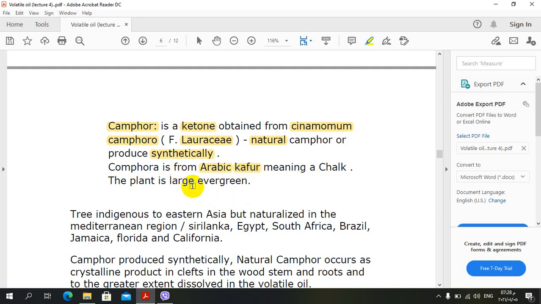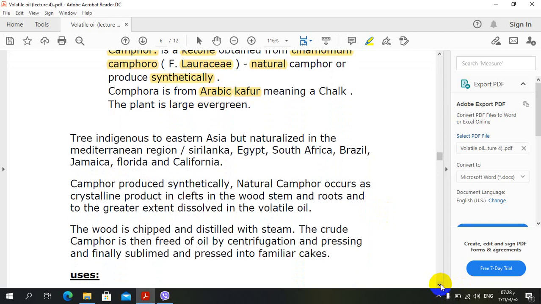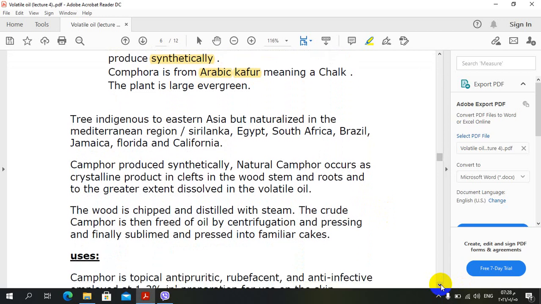The plant is a large evergreen tree, indigenous to Eastern Asia, but naturalized in the Mediterranean region, Sri Lanka, Egypt, South Africa, Brazil, Jamaica, Florida, and California. Camphor produced synthetically. Natural camphor occurs as a crystalline product in clefts in the wood, stem and root, and together extend dissolve in volatile oil.